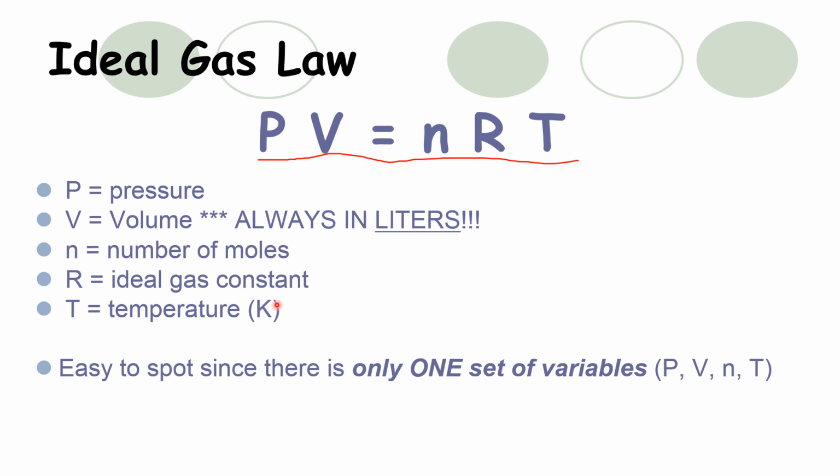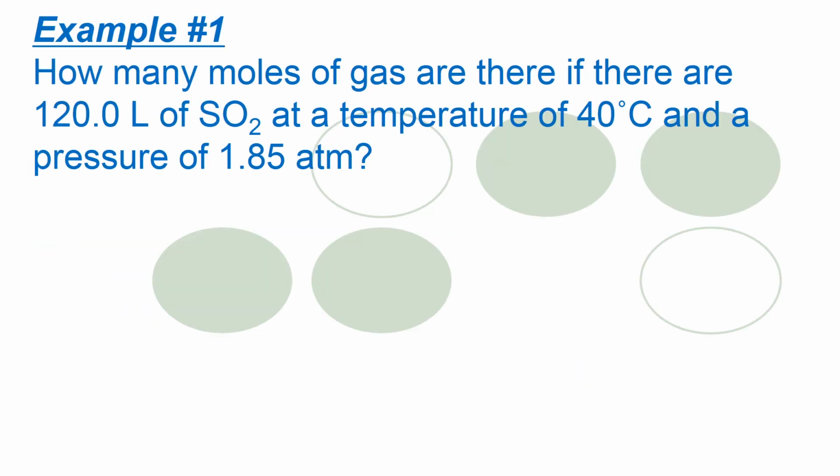When we're looking at a word problem, it's easy to spot an ideal gas law problem because there's only one set of variables. We've only got one P, so we don't have a beginning pressure and an ending pressure. We don't have a starting volume and an ending volume. We've got only one set of these variables, and that tells us it's an ideal gas law question. Let's look at an example.